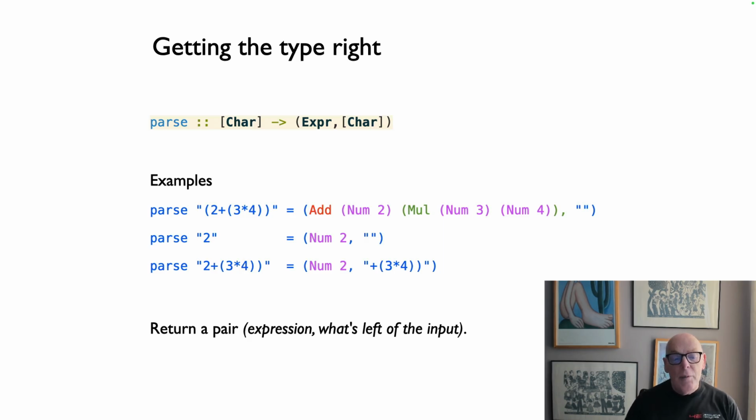So you can see in the first two examples here, we get an expression and an empty string because the whole string has been converted to an expression. But in the final case, we get the number 2, and then we get the remainder of the string beginning with the plus as the second part of the answer. And then we will further analyze that second part. So that's our guidance here.